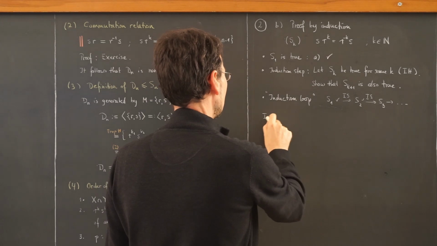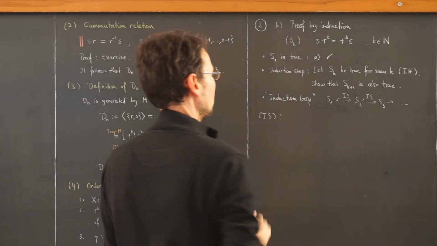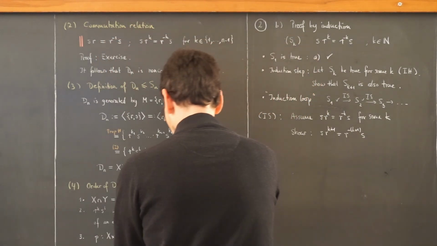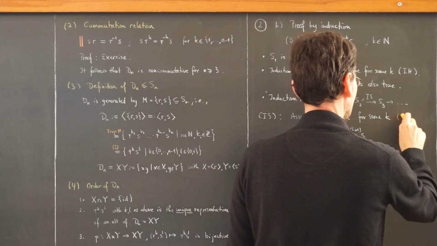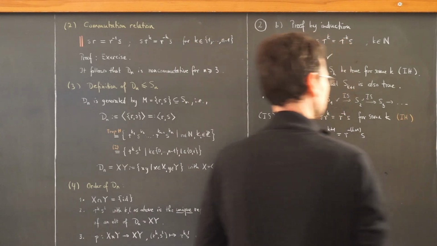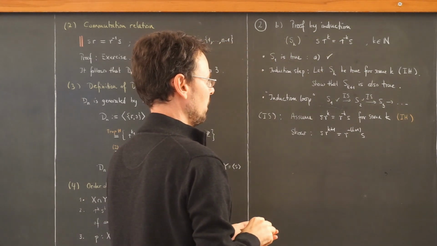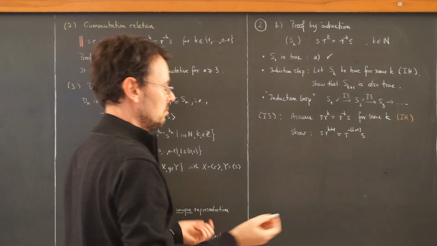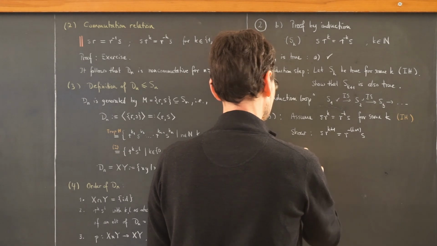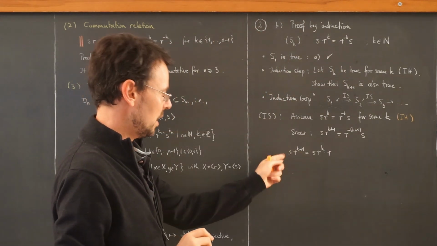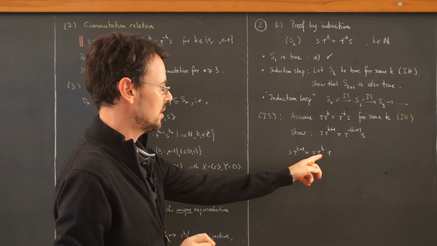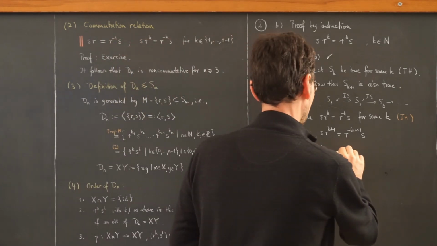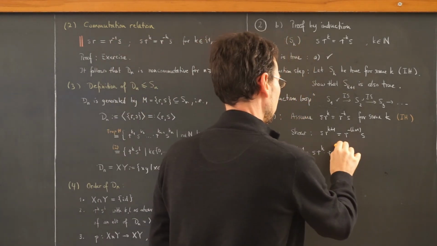So let's do the inductive step. So we assume this here is true for some k. So this is the inductive hypothesis. And we want to show that then it's also true for k plus 1. This is pretty easy here, because s times r to the k plus 1 is s times r to the k times r. This is always true.